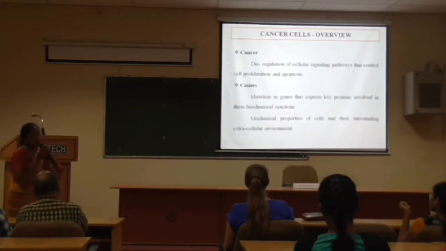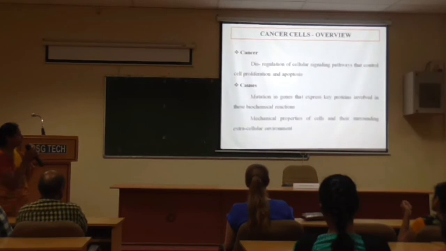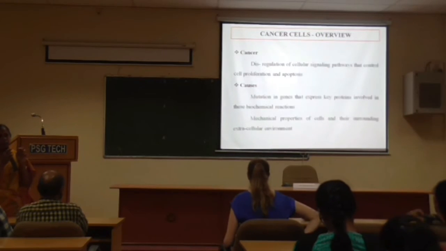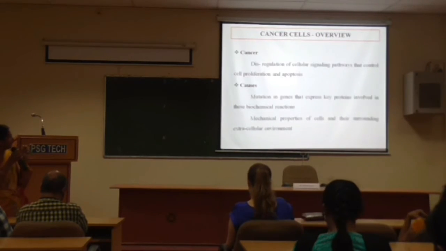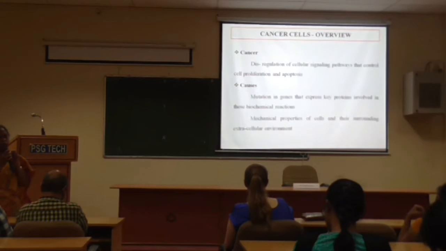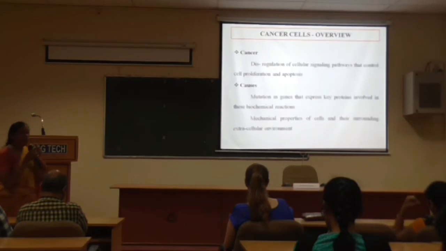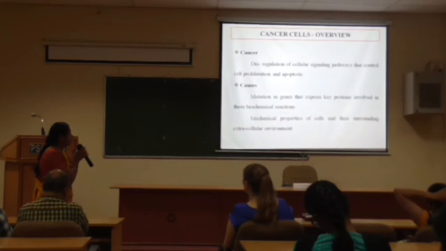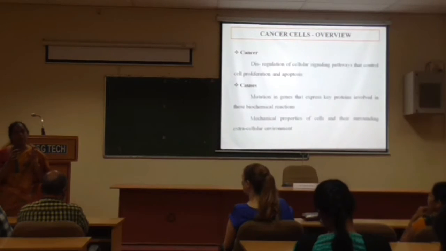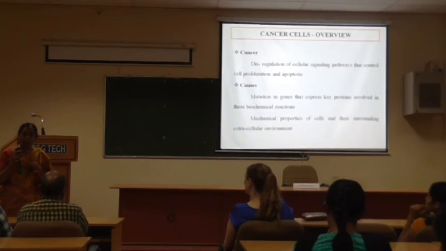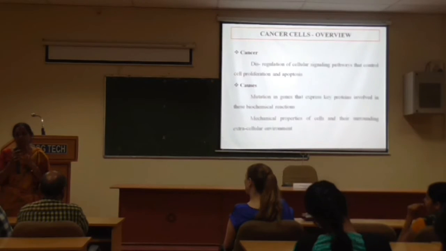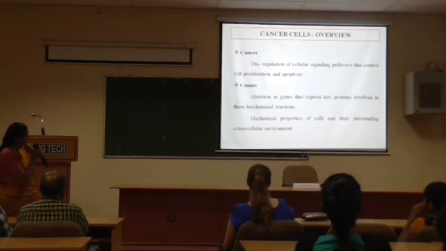The major cause for most of these cancers is mutation in the genes expressing the proteins involved either in cell proliferation or in apoptosis. And the mechanical properties of these cells and their surrounding environment, mainly the extracellular matrix, change hugely during tumor development. Can I have the next slide?